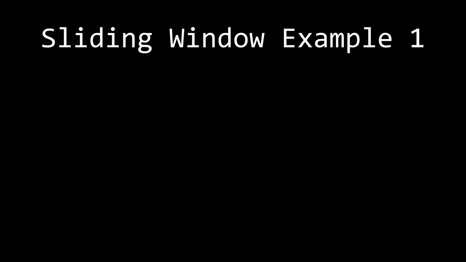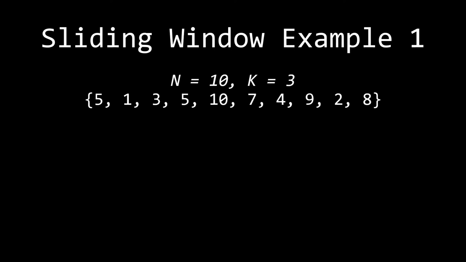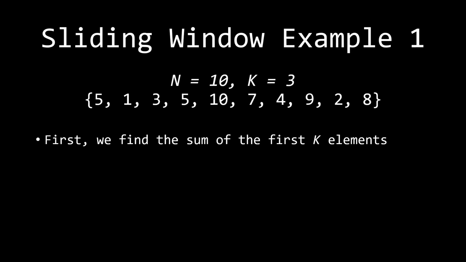Okay, so let's look at exactly how we might do this. Once again, we have n equal to 10 and k equal to 3, with the same elements as I showed before. In this video, we're not going to be talking about the naive solution. A naive solution might run in O of n times k time. In that solution, for each element in the array, we make a window of size 3 and then find the sum there.